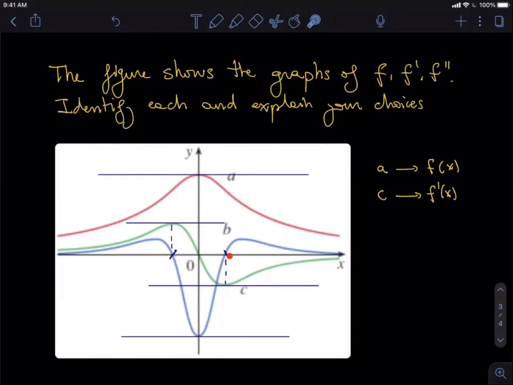So then the graph B, the blue one, corresponds to the derivative of the derivative. So it's f second. And like this, we are able to figure out which is which.